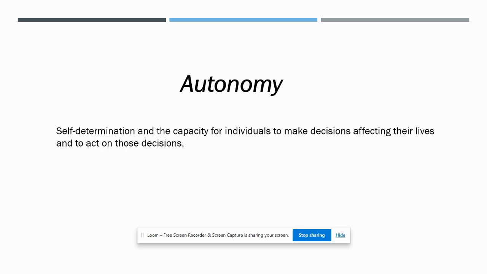The first one is autonomy, right? Autonomy is self-determination, and the capacity for individuals to make decisions affecting their lives and to act on those decisions. Ultimately, how we would apply that to a research setting is that any person, for any reason, should be able to leave your study at any time. They should have the self-efficacy, the individual autonomy and authority to withdraw themselves at any point in time, right? And that has not always been the case with studies that have been conducted.